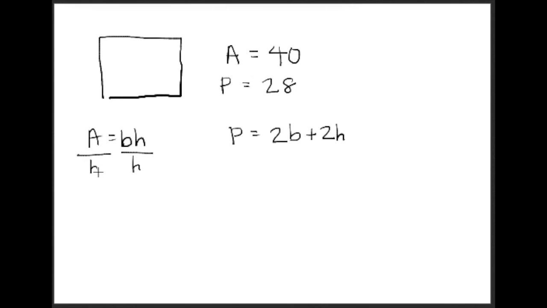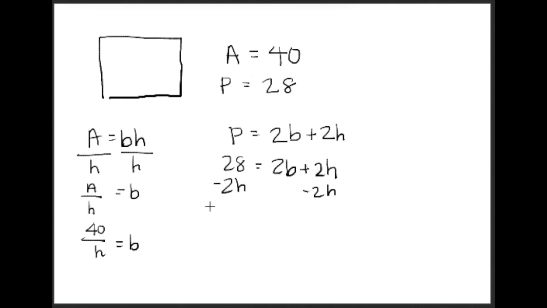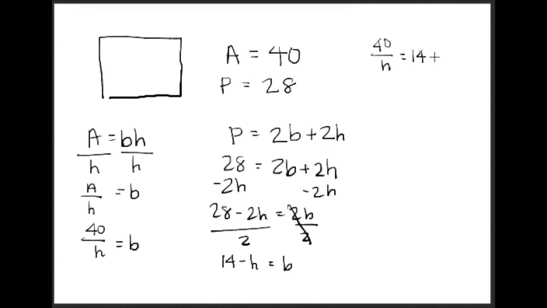Now I'm going to solve for b for both of them. So I'm solving for b for area. I have 40 over h equals b. And to solve for b for perimeter, I'm going to end up with 14 minus h equals b. Now I'm going to set both of these equal to each other since they both equal b by the transitive property. I know that 40 over h equals 14 minus h.